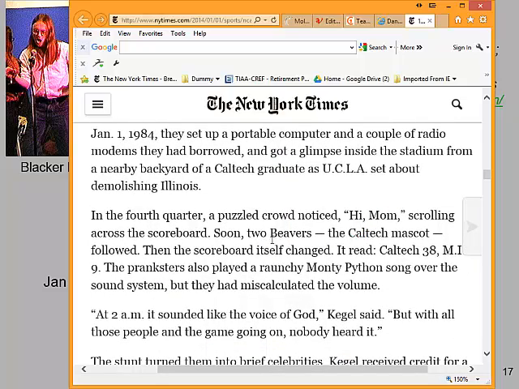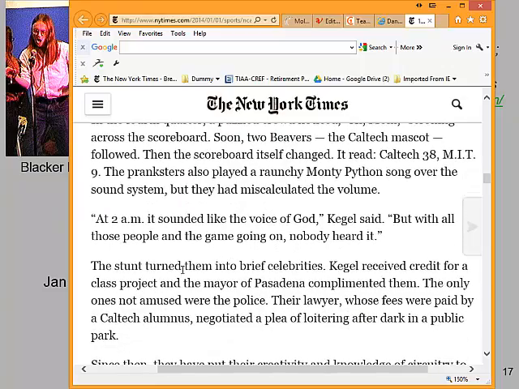Hi, Mom. And then they put two Caltech beavers. You can see the beavers actually downstairs in the Rathskeller at the Athenaeum. They appear on that sign right in the Rathskeller more than they appear on the PowerPoint that I showed you.